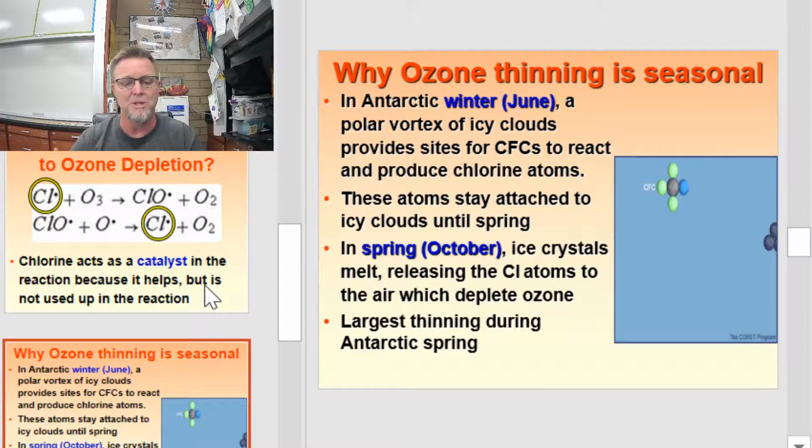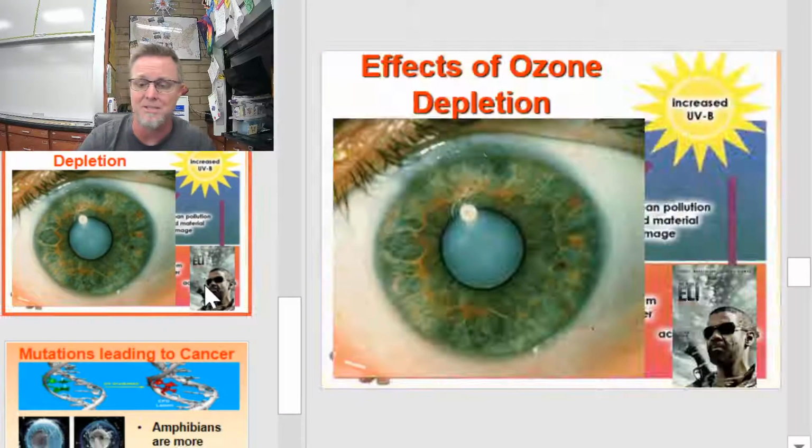Why is ozone thinning seasonal? I mentioned a while ago it was worse in the spring months. Well, in the Antarctic during June, a polar vortex of icy clouds provides sites for the CFCs to react and produce our chlorine atoms, but they stay attached to these icy clouds until spring. In spring, the ice crystals melt. That releases the chlorine atoms into the air, and that's when the ozone takes the hit. The largest thinning in the Antarctic occurs during the spring months.